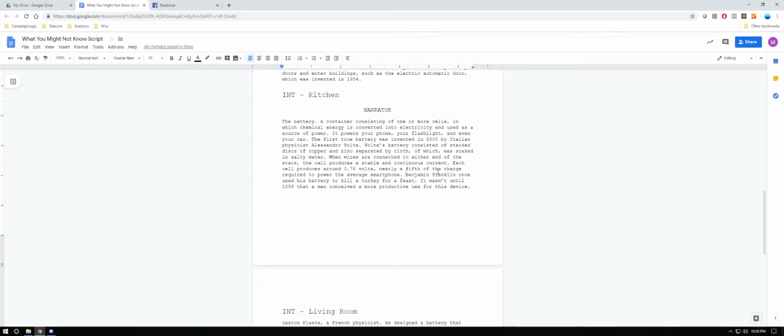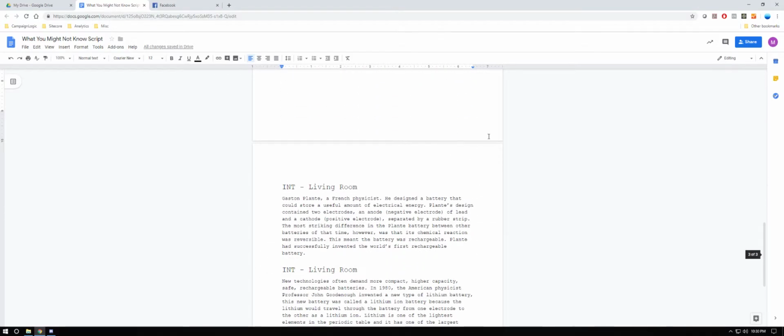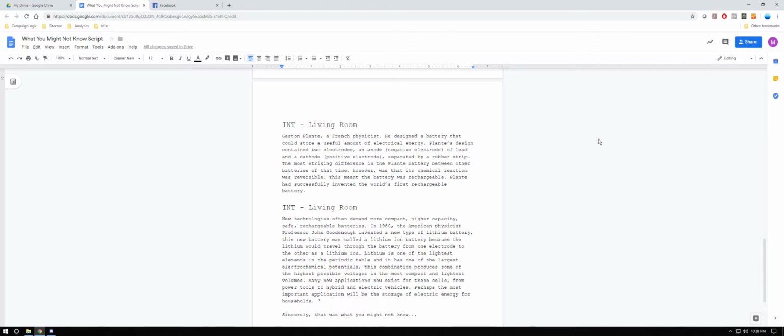Benjamin Franklin once used his battery to kill a turkey for a feast. It wasn't until 1859 that a man conceived a more productive use for this device. Gaston Plant, a French physicist.